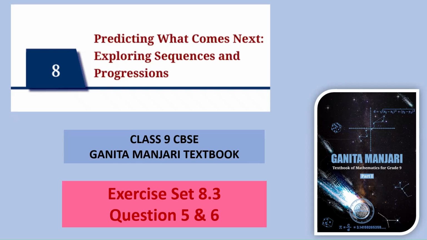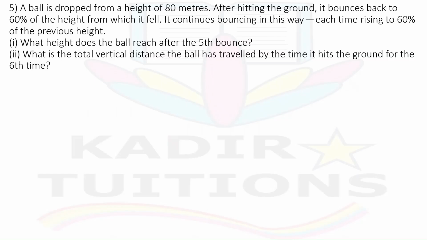Hello everyone, in this video we are going to see question number 5 and 6 from exercise set 8.3 of class 9 CBSE chapter 8. Let's see. A ball is dropped from a height of 80 meters and after hitting the ground it bounces back to 60% of the height from which it fell.